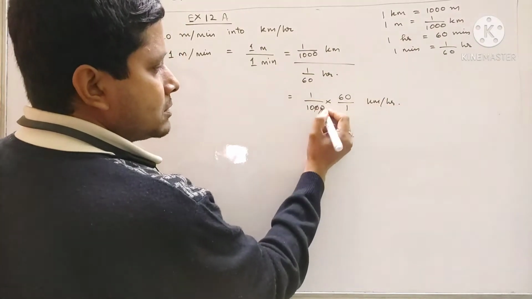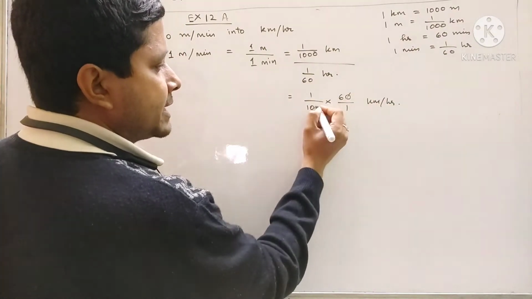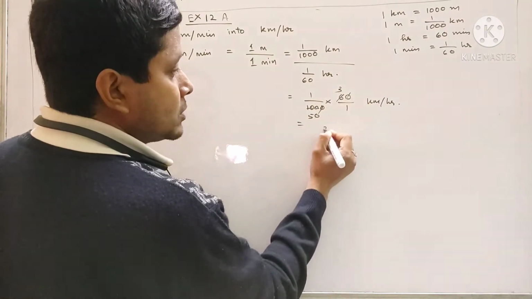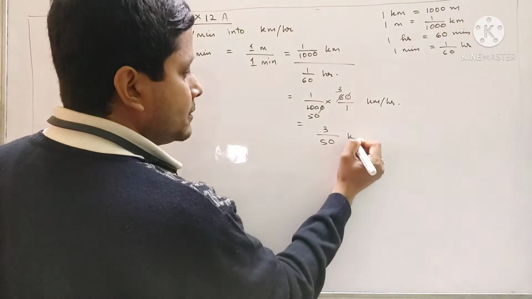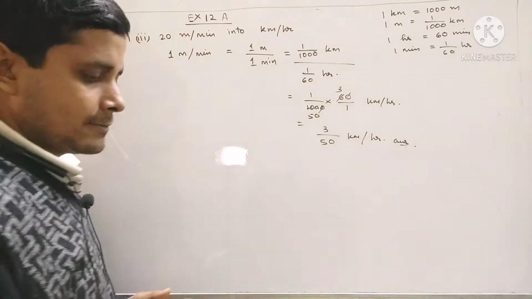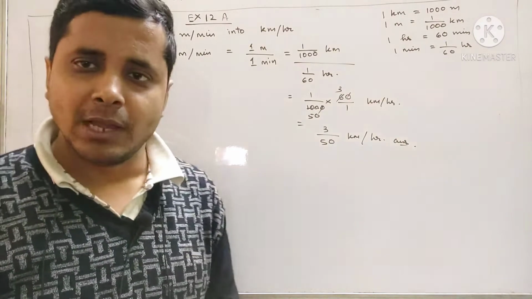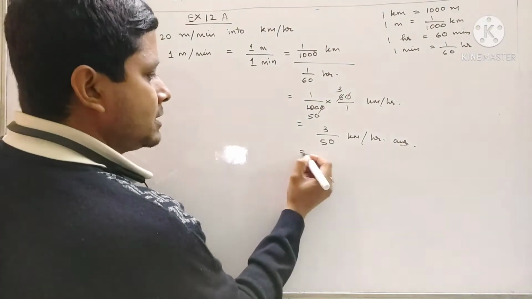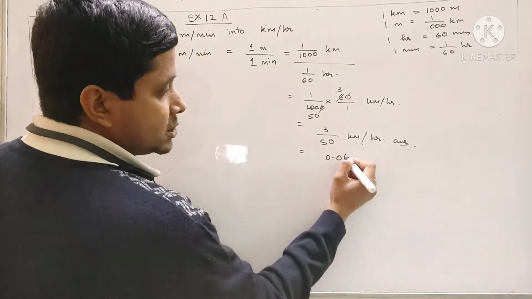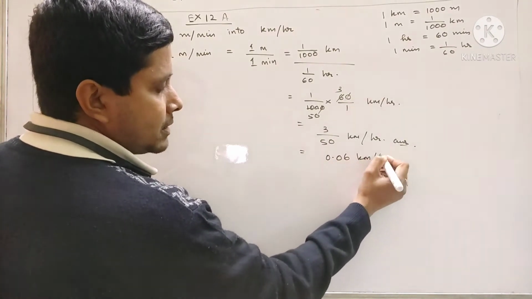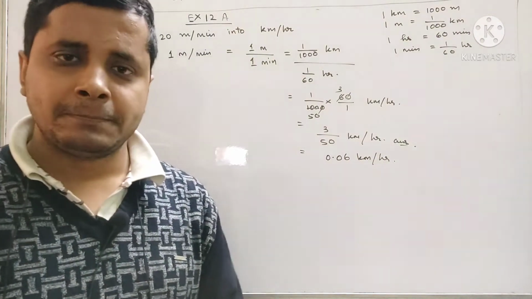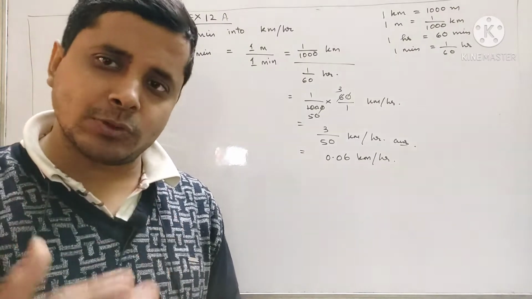So now the zeros will get cancelled. Now it has 2 3s are 6 and 2 50s are 100. So it has come 3 by 50 kilometer per hour. This is our answer. Clear, students? Also we can convert this into decimal. So it will be 0.06 kilometer per hour. Okay? Is it clear? Let us go to the next bit.